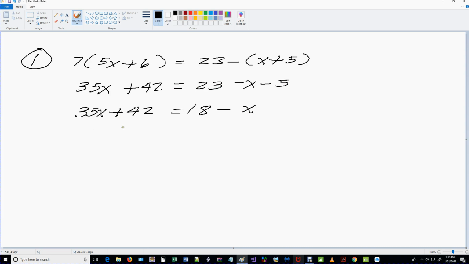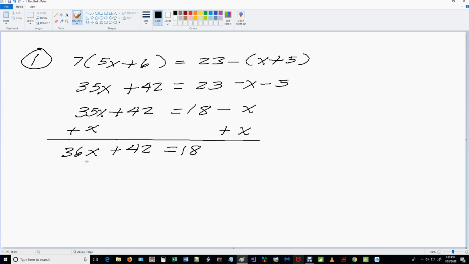Now we need to move all the x's to the left, so let's get rid of this one by adding x. We're getting rid of the x on the right hand side. If you add x on the left, you add x on the right, and vice versa. This is the equal sign. On the right hand side, the 18 is left alone, right? Because x minus x just go away. And on the left side you have 35 plus 1 is 36x, and you still have the 42.